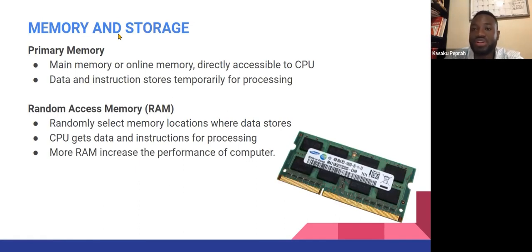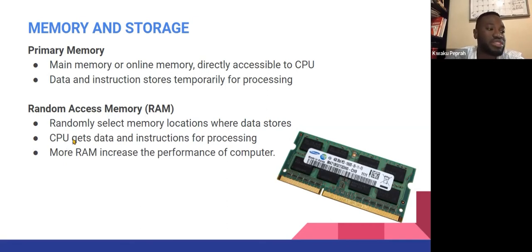How do you store things on a computer? We have the primary memory, which is the main memory or the online memory, directly accessible to the central processing unit, and data and instructions are stored temporarily for processing. So the primary memory is used to store data and instructions temporarily for processing. We have the random access memory, which is RAM, shown here, which randomly selects memory locations where data are stored.